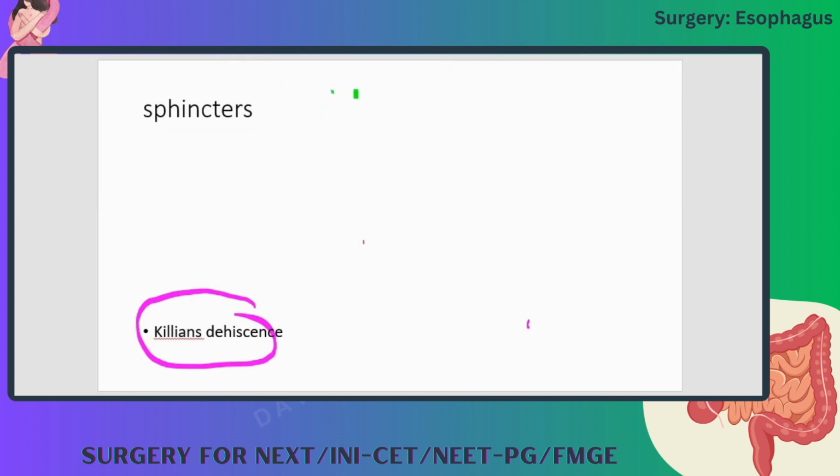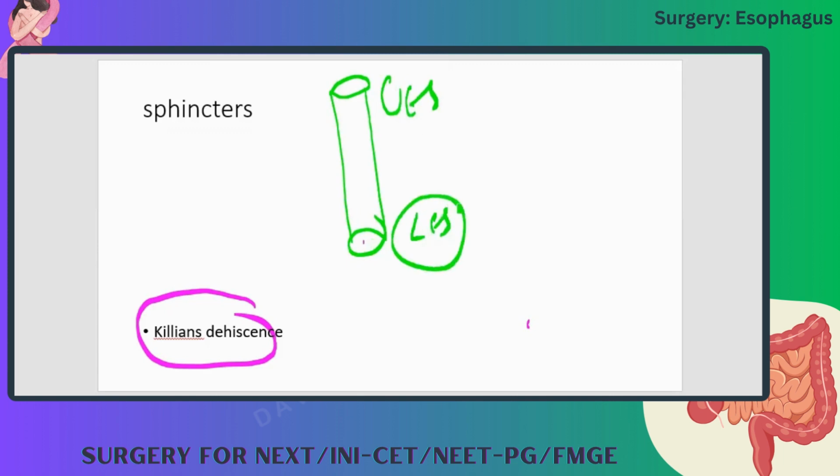See, the upper esophageal sphincter, I told you, right? Upper esophageal sphincter and lower esophageal sphincter, two points, you know, right? If it relaxes, what will happen? If it fails to relax, what will happen? You know. Yes, sir.